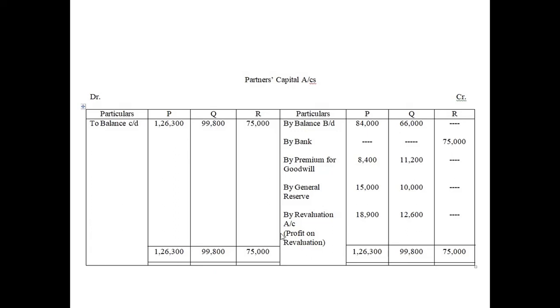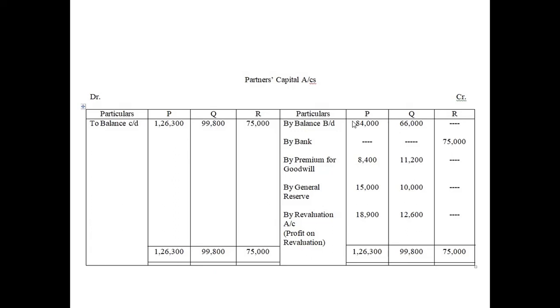Okay. There is a mistake here that this balance b/d, this is not capital B. Okay, this should be a small b. I hope this kind of mistakes is everywhere in the following solutions. Please make correction. Okay, so this balance b/d is 84,000 and 66,000, that is taken from balance sheet.